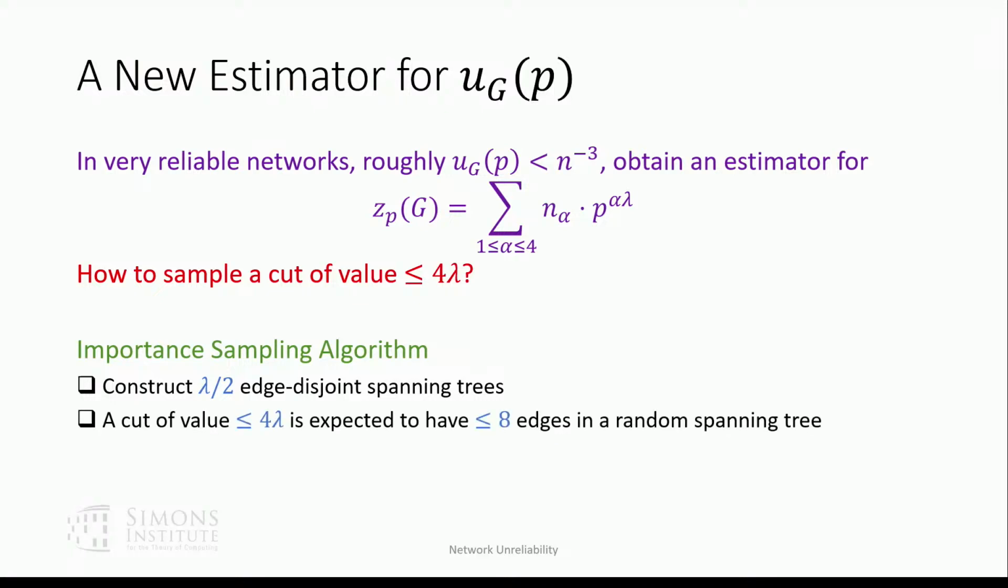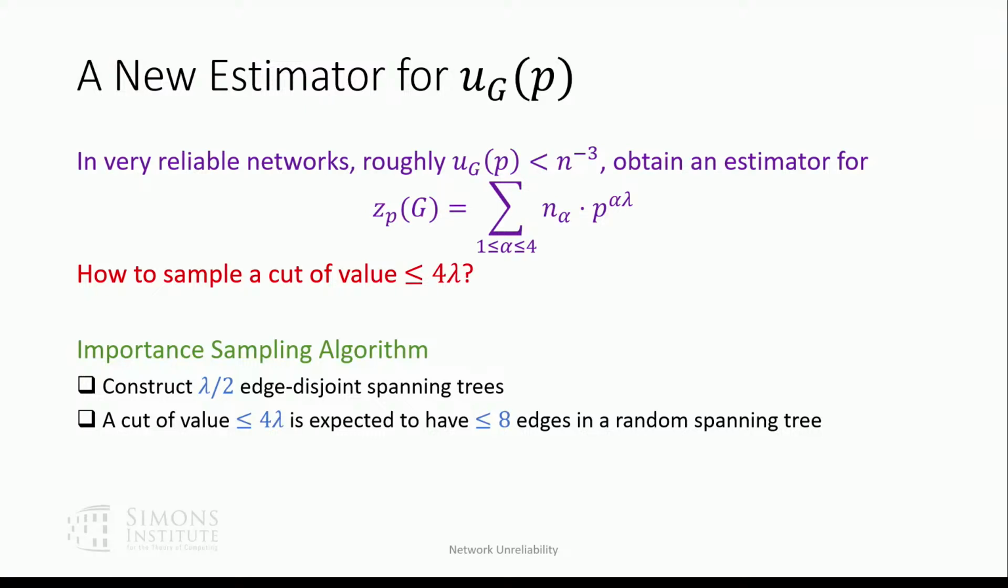Now, once I've constructed these spanning trees, think of a cut that I'm trying to sample, a cut of value at most 4 times lambda. How many edges do you expect to see in one of these spanning trees from such a cut? Right? This cut has 4 times lambda edges. There are lambda over 2 spanning trees. These are edge disjoint. So in expectation, you don't expect to see more than 8 edges in any one spanning tree. So if I chose a random spanning tree, the expected number of edges from this cut is no more than 8.